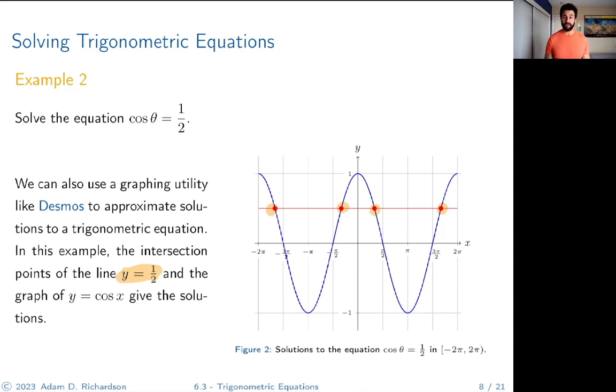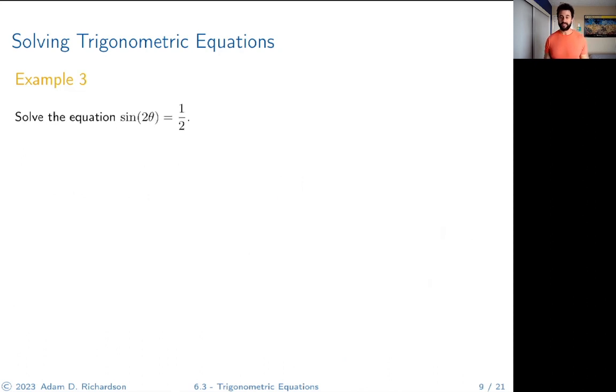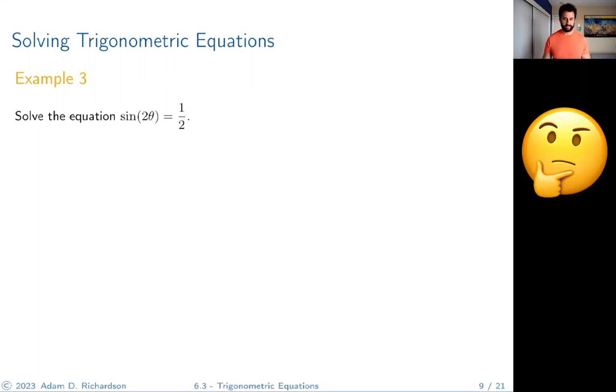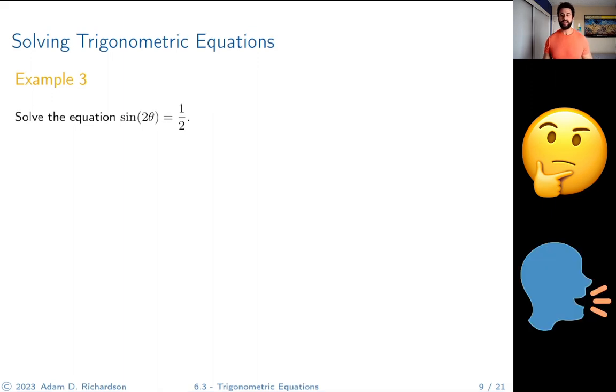Okay. Let's do another example. This one's a little bit different. So I want you to think about this one. Think about it on your own for just a minute. All right, now try to say something out loud to yourself, just out loud so your brain can get that feedback to see how you would solve it.